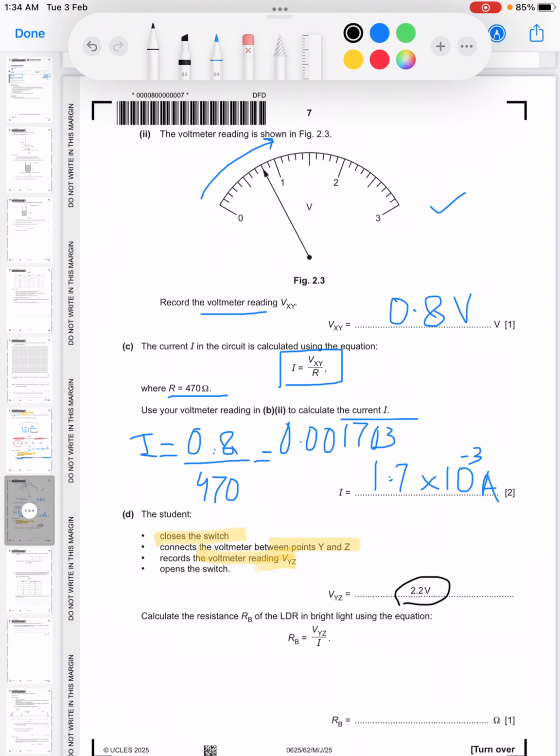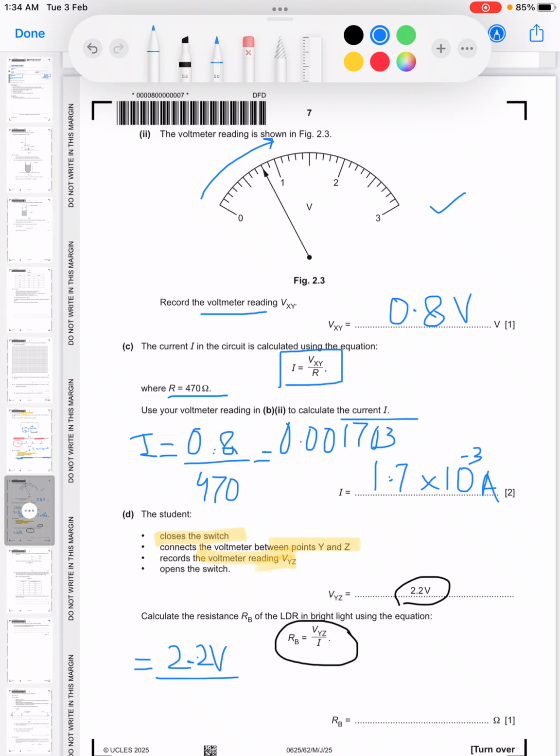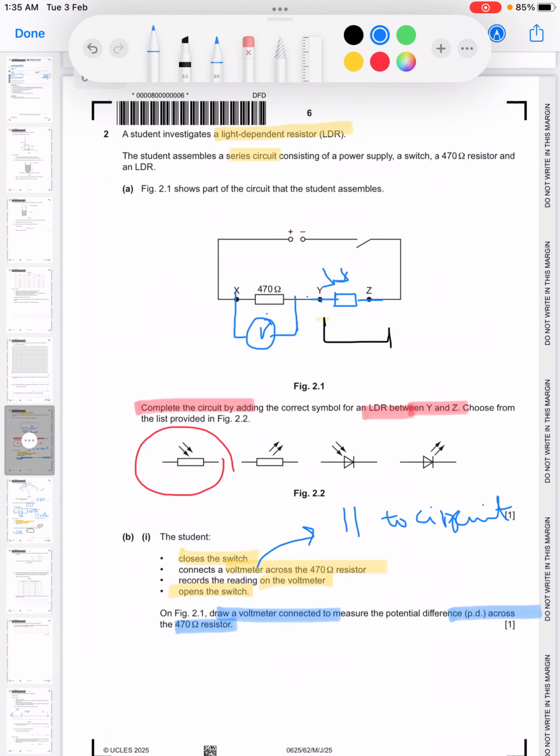Calculate RB of the LDR in bright light using the equation. So RB we need to find out, and the formula is given, so I am just substituting the values. In this case, the voltage is given as 2.2 volts. Students, what do you think? Which current do we need to use? We will use the above current that we calculated for the 470 ohm resistor.